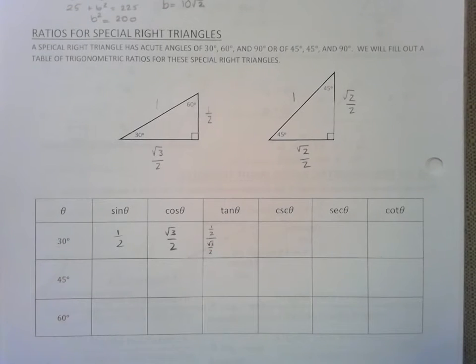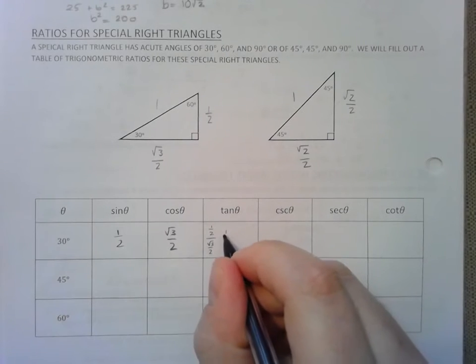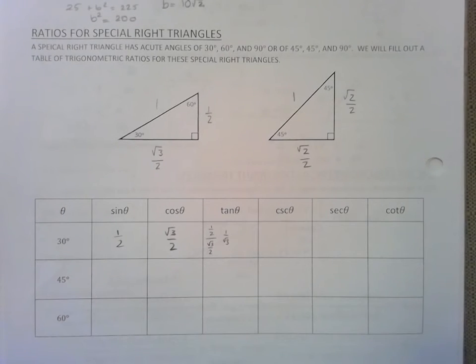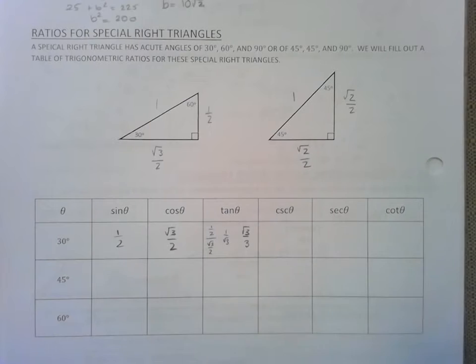What we learned in our previous chapters is to keep, change, and flip. Keep, change, and flip, we get 1 over the square root of 3. What we learned in earlier chapters is we have to rationalize our denominators. This will become the square root of 3 divided by 3 as a final, best simplified answer. The tangent of 30 degrees is √3/3.